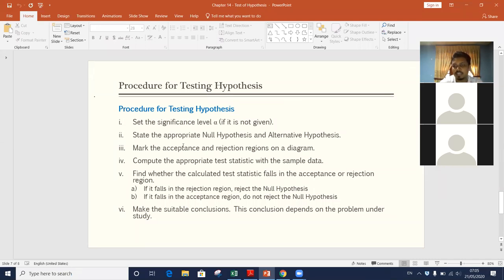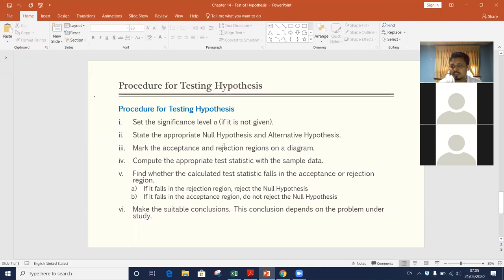Procedure for testing hypothesis. So this is exactly the procedure you want to follow to answer the questions relating to hypothesis in your exams, right? So this is the procedure you need to follow, right? First one, set the significance level or alpha value, right? If it is not given.